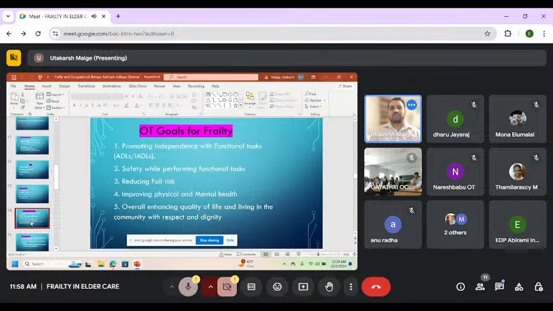Reducing fall risk, improving their physical and mental health. And the last point, overall enhancing quality of life and living in the community with respect and dignity. That is the most important aspect we work on as an occupational therapist with our client, enhancing the quality of life and living in the community, making sure that they are safe in the community.